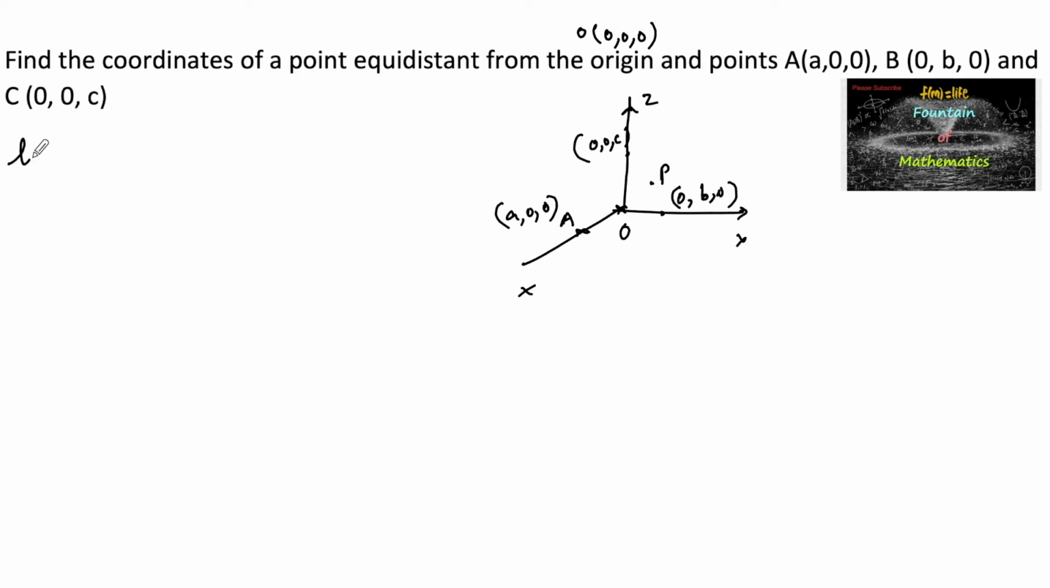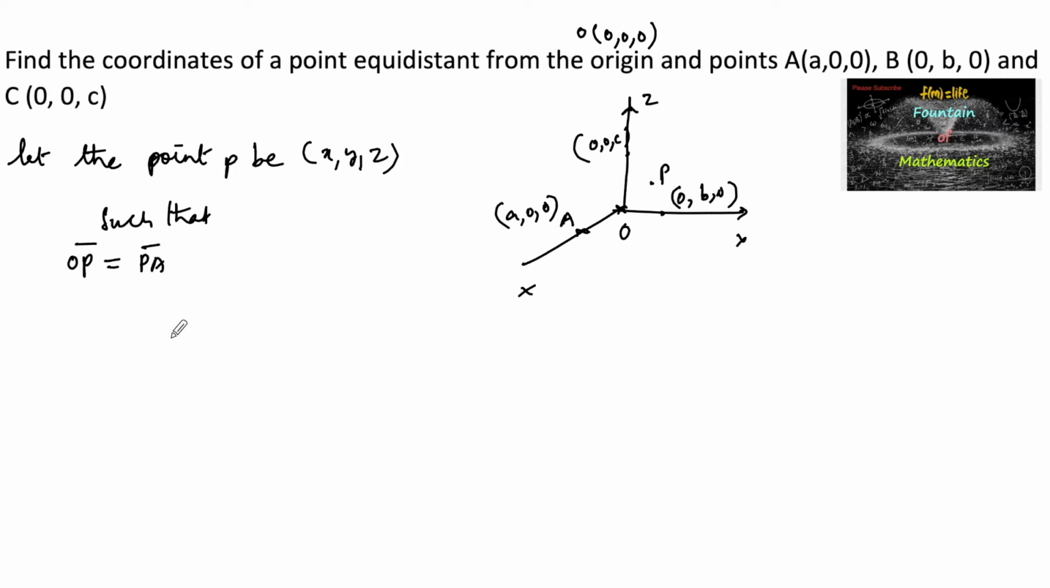So let the point P be (x, y, z) such that the distance from O to P is the same as P to A, and O to P is the same as P to B, and O to P is the same as P to C.